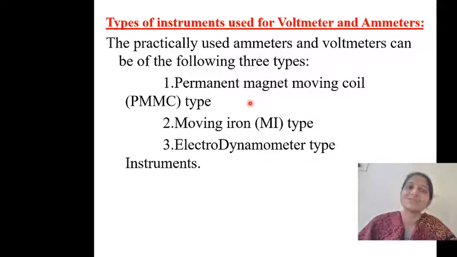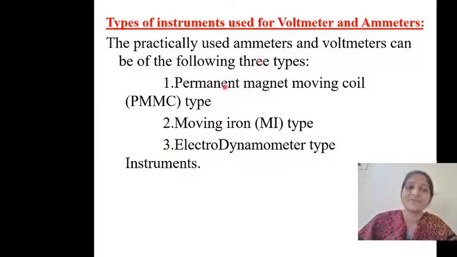PMMC type is used to measure only DC, either DC current or DC voltage, and MI instruments are used only to measure the alternating current, that is AC current or AC voltage only. Whereas electrodynamometer type instruments can be used to measure either the AC current or DC current. So these three are the different types of instruments for a voltmeter and an ammeter.